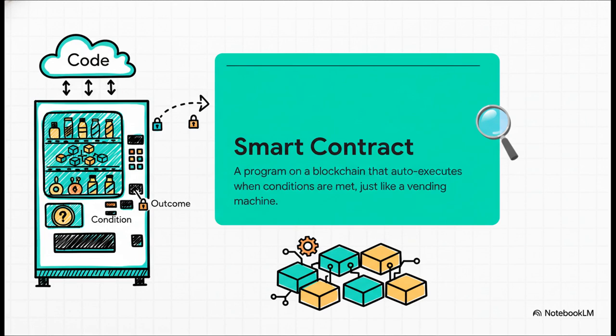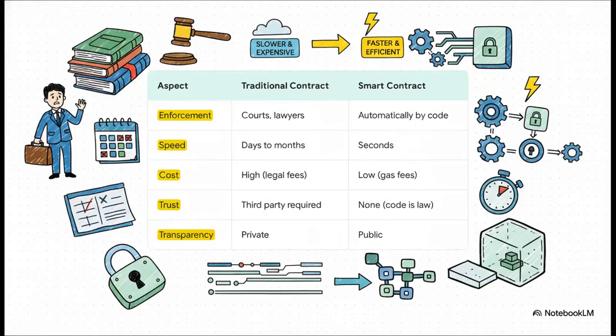Smart contracts work the exact same way, just with code living on a blockchain. And this table, man, it just lays it all out. With old-school contracts, you need lawyers and courts to enforce them. With smart contracts, the code does it automatically. And the speed difference is just insane. We're talking seconds instead of months. So what you're really doing is swapping out that slow, expensive trust in people and institutions for fast, transparent, and super efficient trust in pure code.